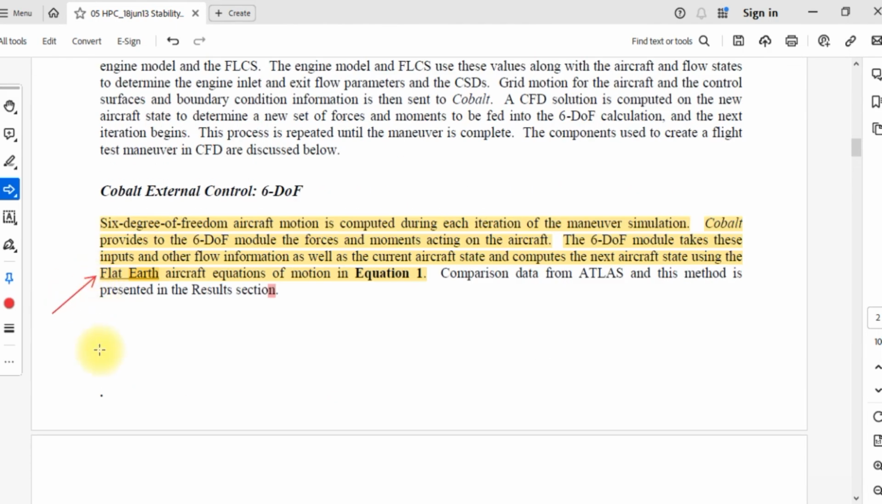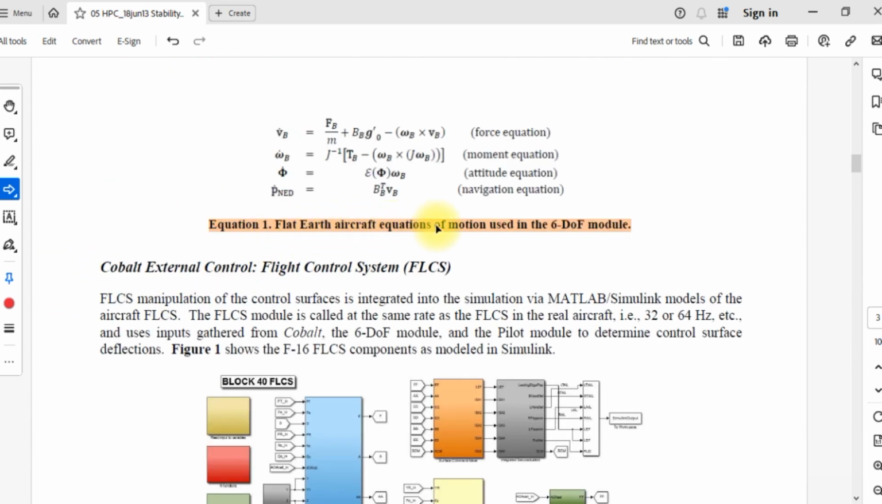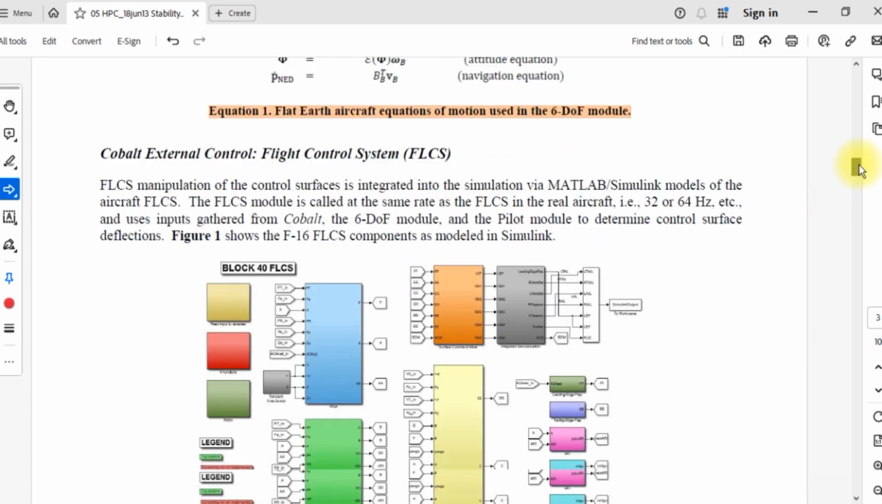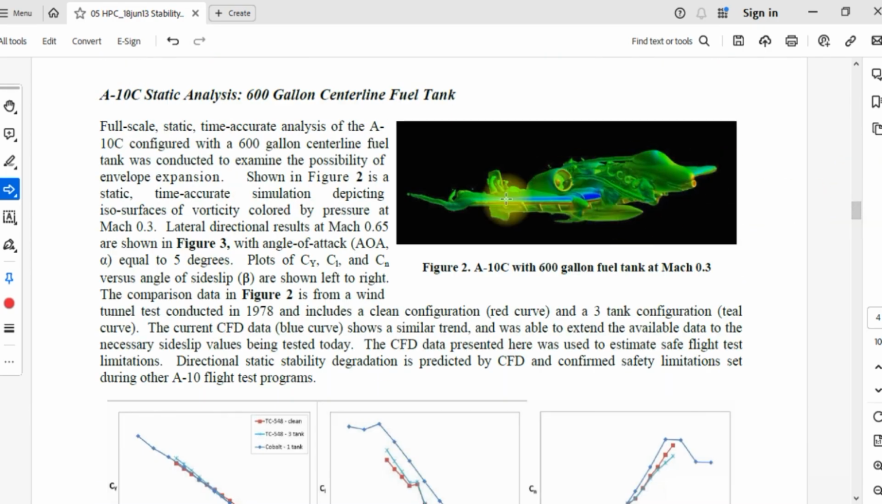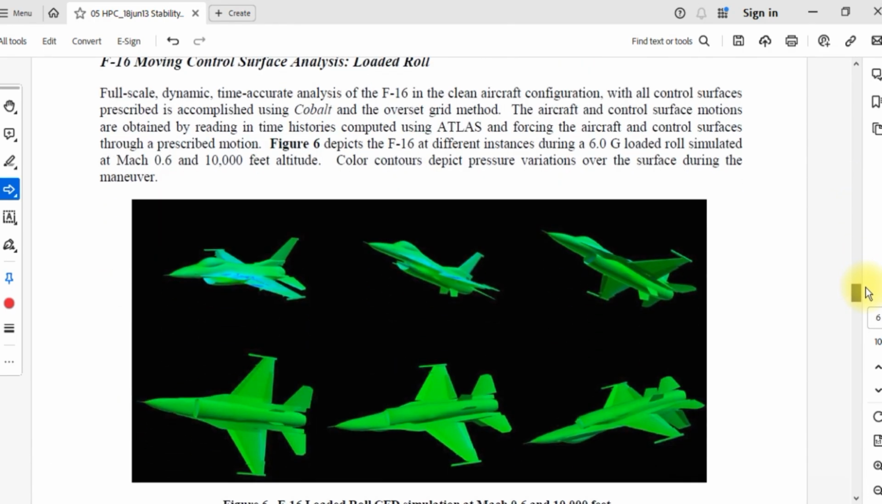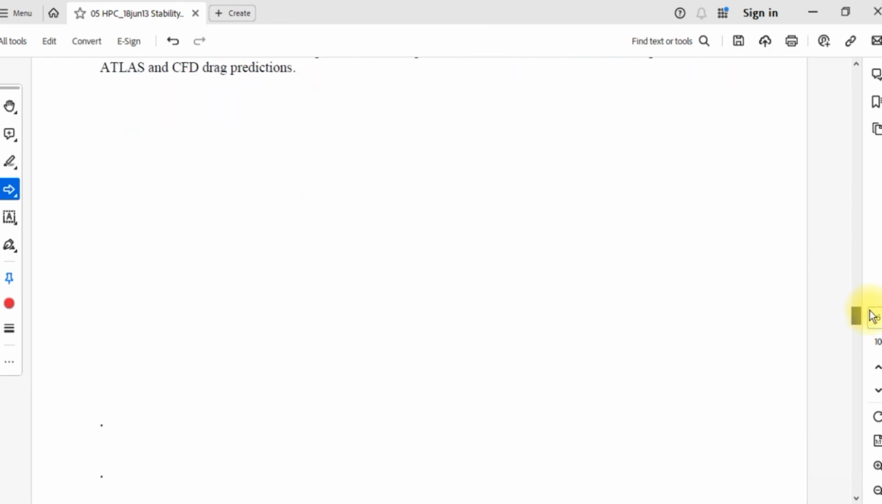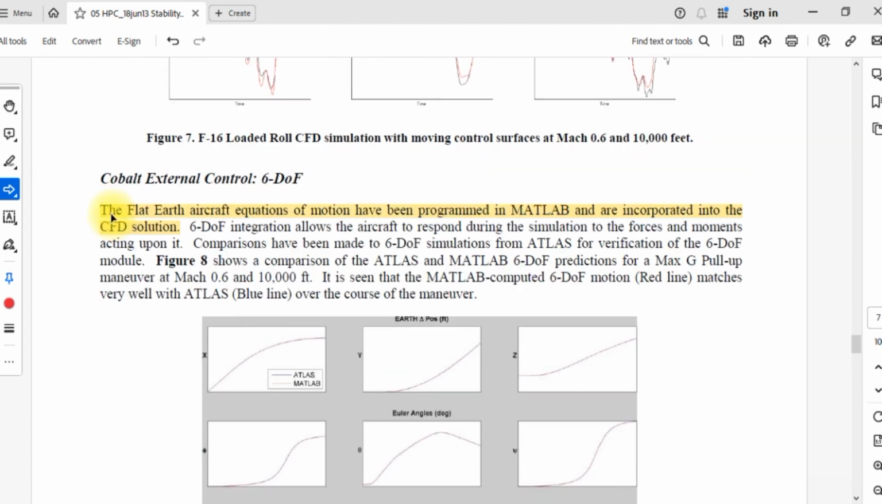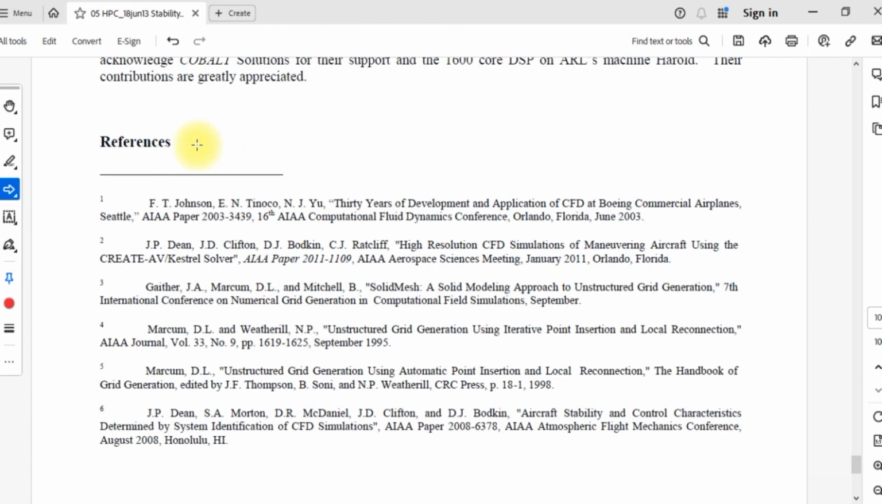Here we have, again, consider Earth to be flat and stationary. Flat Earth aircraft equations of motion used in the 6DOF module. So they consider Earth to be flat in order to calculate all these flights and motions. They don't do it considering a ball Earth. The flat Earth aircraft equations of motion have been programmed. Yeah, they use a flat Earth.